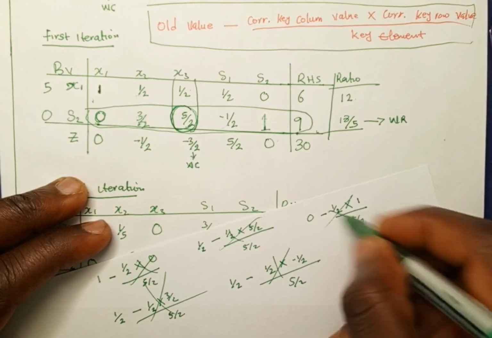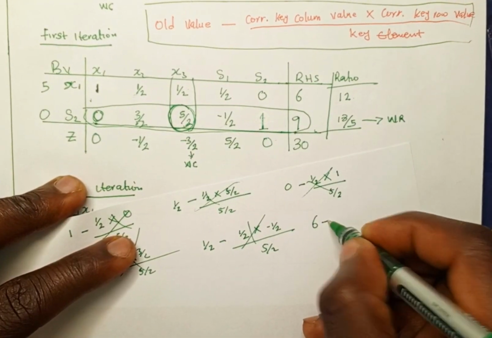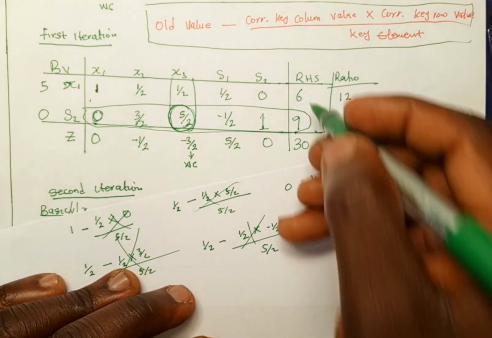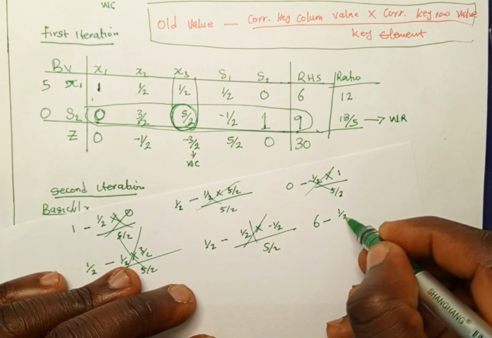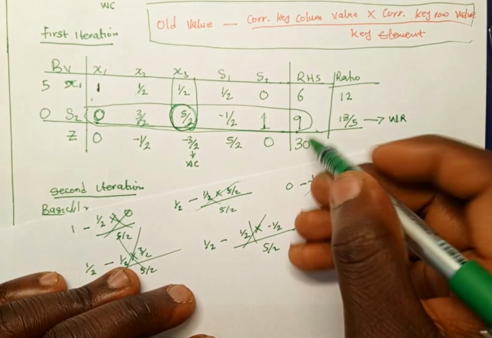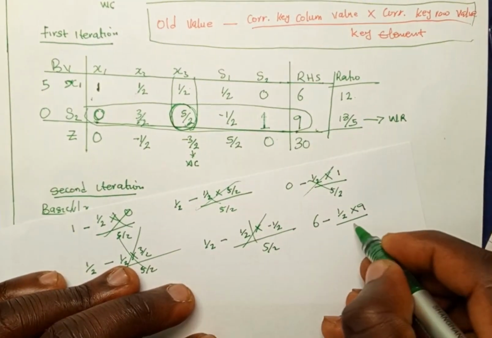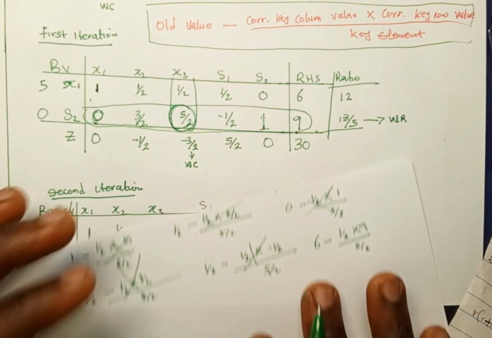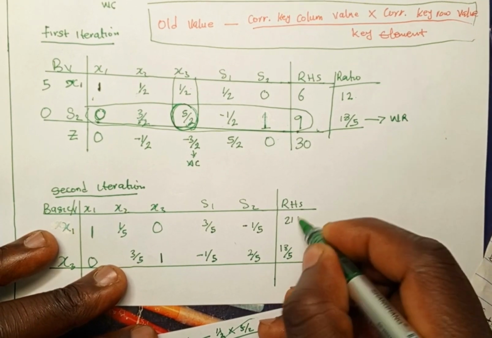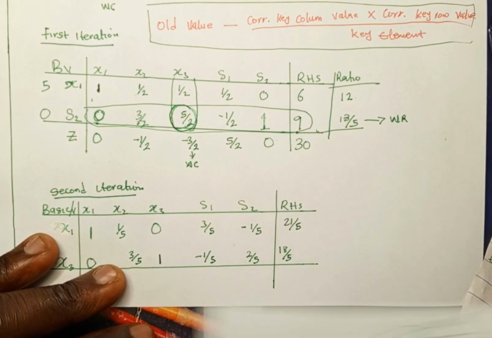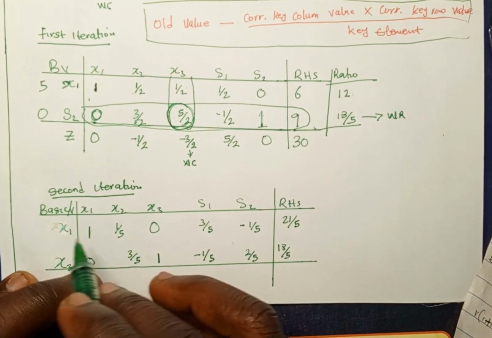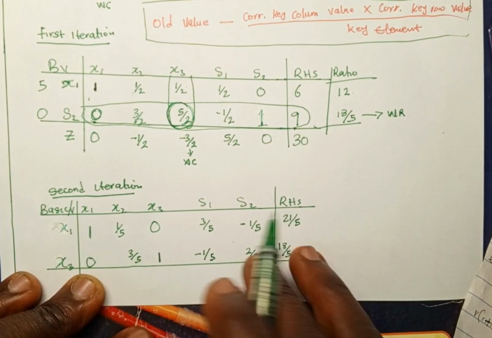Now the last one. The old element there is 6 on the right hand side, minus the corresponding key column value of 6, which is 1/2, multiplied by the corresponding key row value here, which is 9, then divided by the key element, which is 5/2. When you perform the operation, we're going to have 21/5. Now we have our row values for X1 and also for X3.